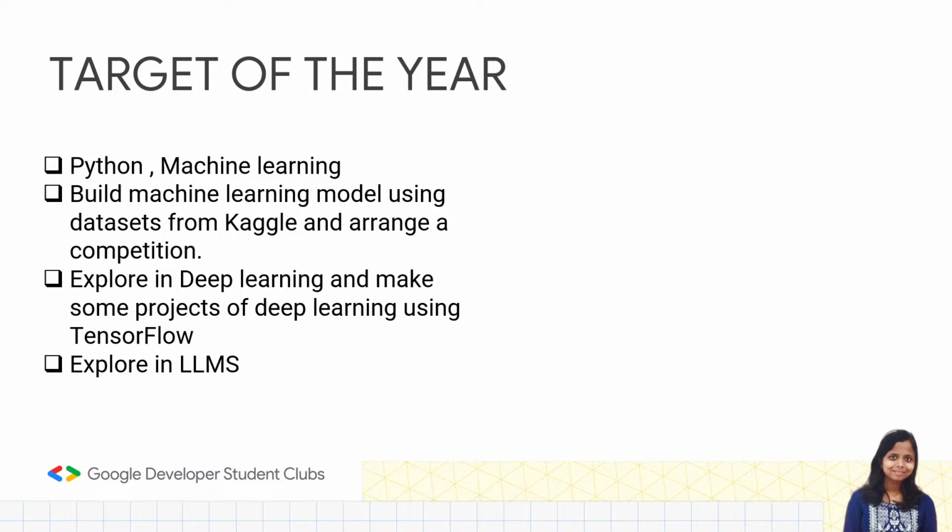LLMs are basically large language models. Nowadays, you all use ChatGPT. ChatGPT has LLMs like GPT 3.5 Turbo and GPT-4. When we build our own LLM, we can feed our own data and ask for what we want. So we can build something like our own ChatGPT-like model. These are our targets for this year.